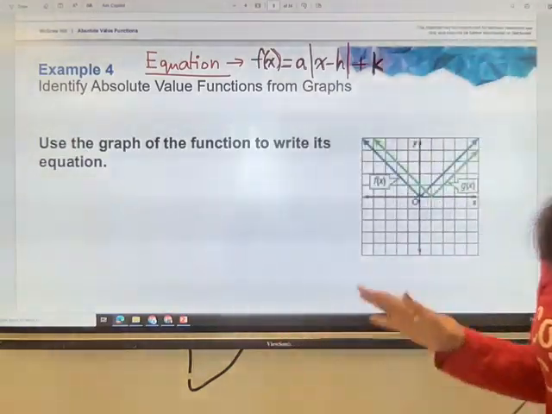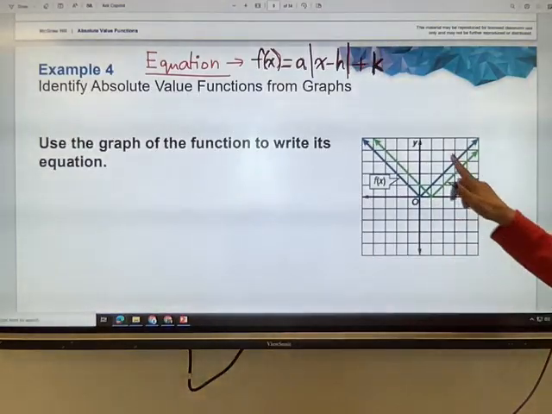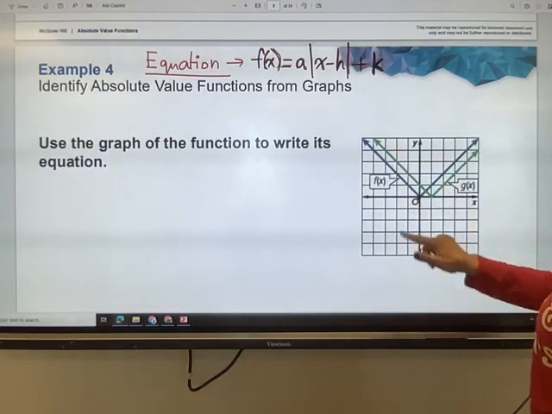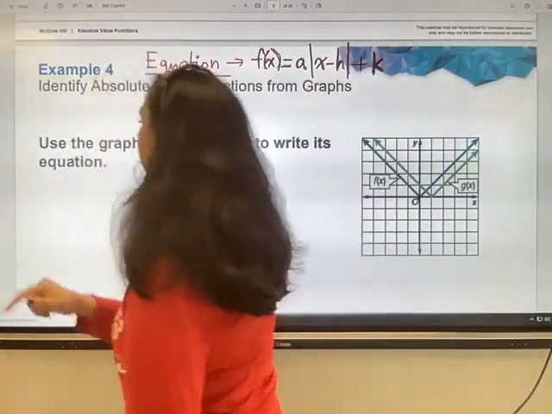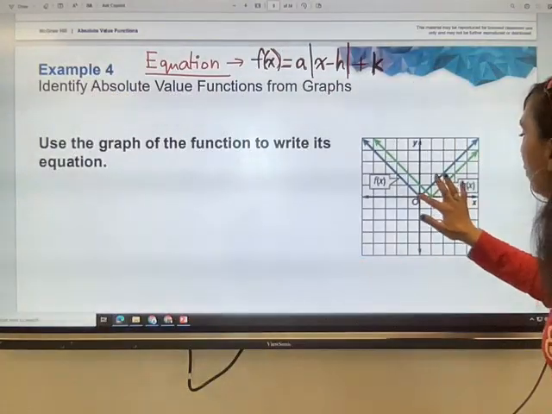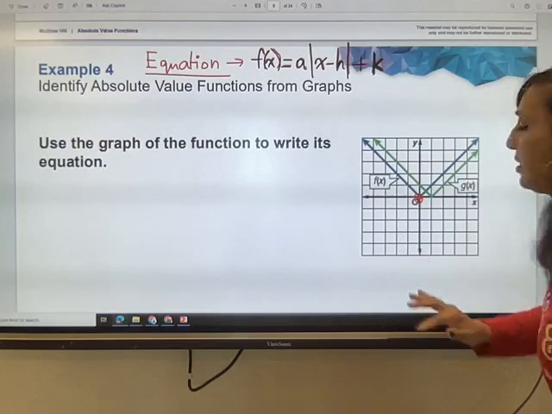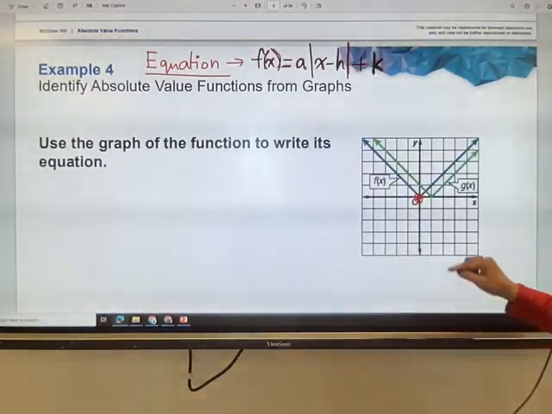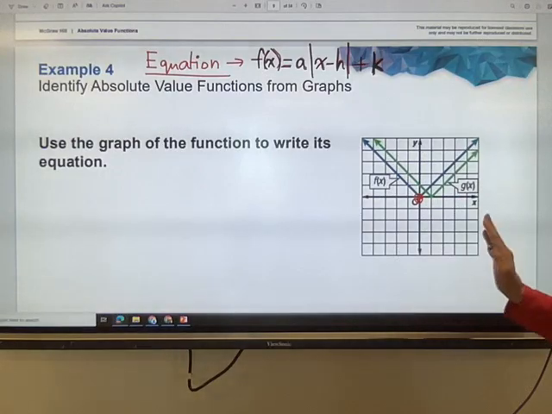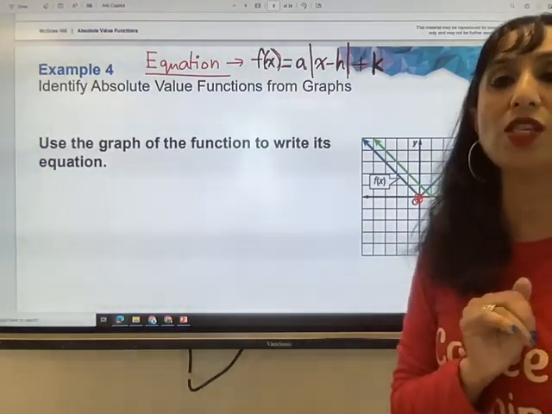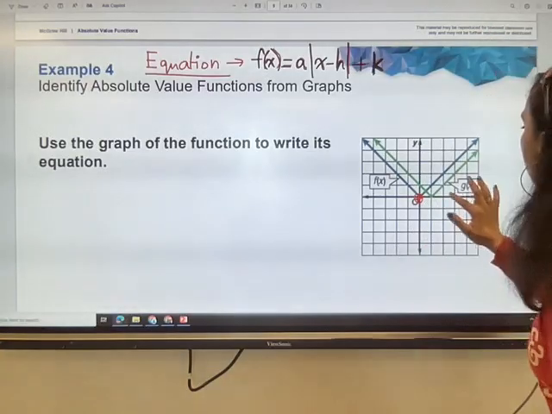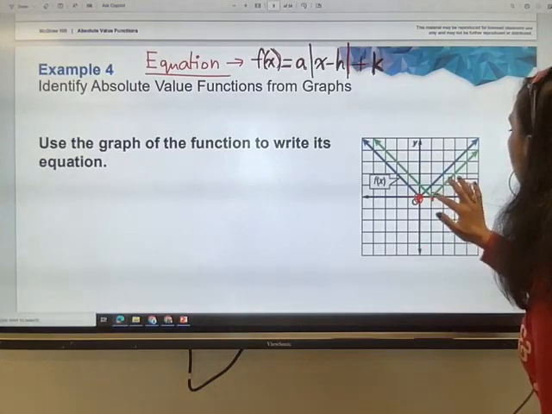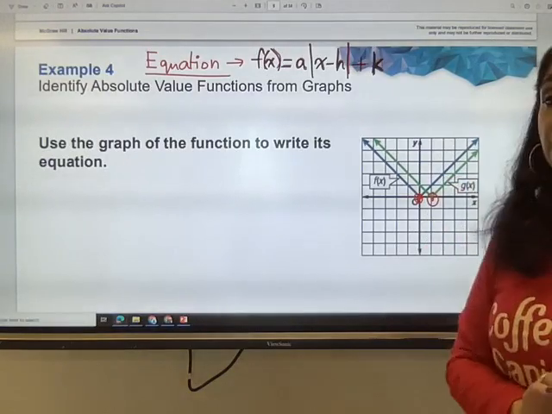So let's look at this graph. The blue is my parent function, which is here. So my vertex is at 0, 0 for the parent function. Now let's see how much it has moved. I can see that this is a horizontal shift. It has moved 1 unit to here, 1 unit to the right.